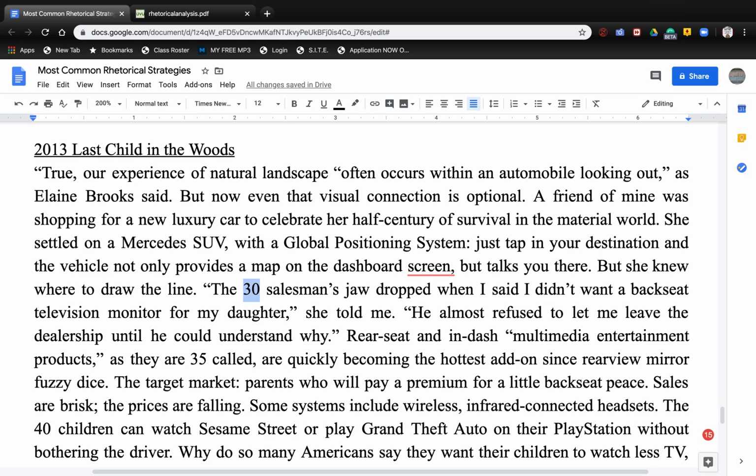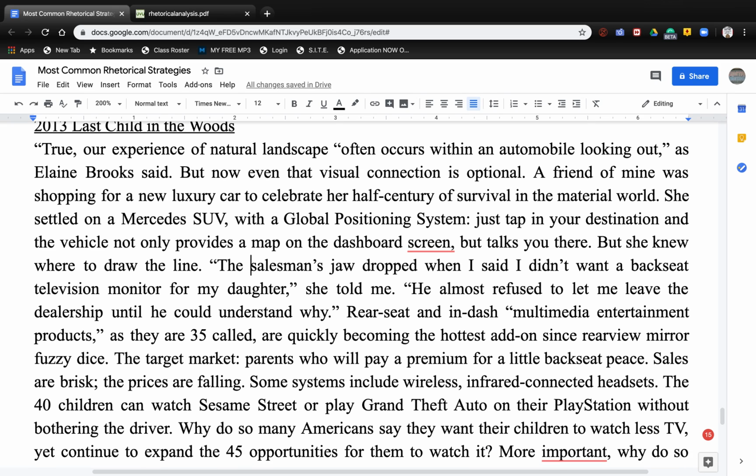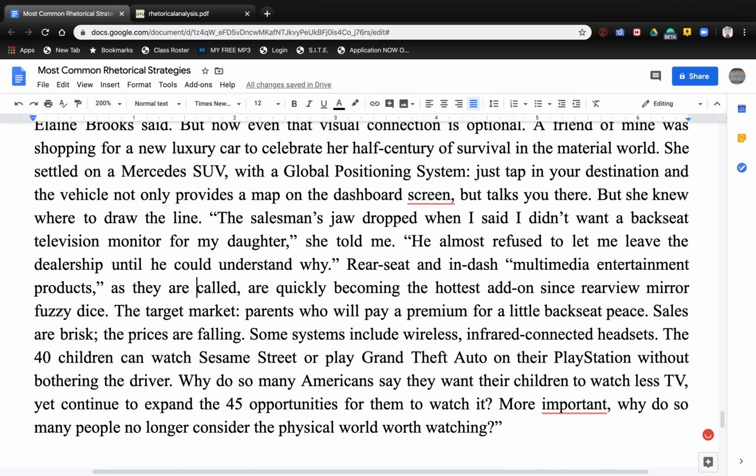The salesman's jaw dropped when I said I didn't want the backseat monitor for my daughter, she told me. He almost refused to let me leave the dealership until he could understand why. Rear seat and in-dash multimedia entertainment products, as they're called, are quickly becoming the hottest add-on since rear-view mirror fuzzy dice. The target market, parents who will pay a premium for a little backseat peace. Sales are brisk, and the prices are falling. Some systems include wireless, infrared, yada yada yada. Children can watch, so on and so forth.